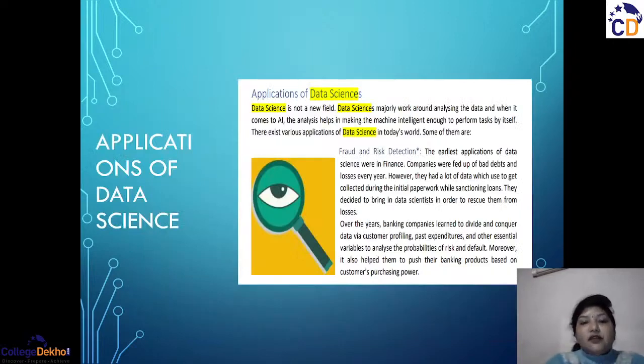Next, another application of data science is fraud and risk detection. Companies were fed up with bad debts and losses every year. You don't know whether to sanction the loan or not, whether the person is reliable or not. So why don't you use an AI enabled system to predict whether the person to whom you are giving the loan is reliable, and able to pay back your loan or not, right? So rather than bearing the losses, it would be beneficial for the company to have a prediction system that is going to tell you the person is reliable and you may proceed.